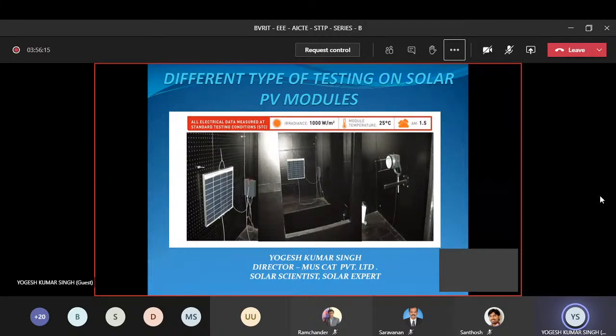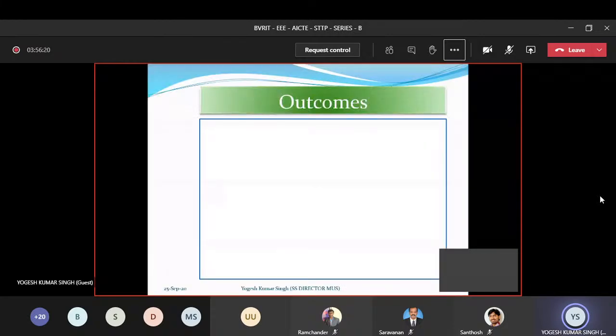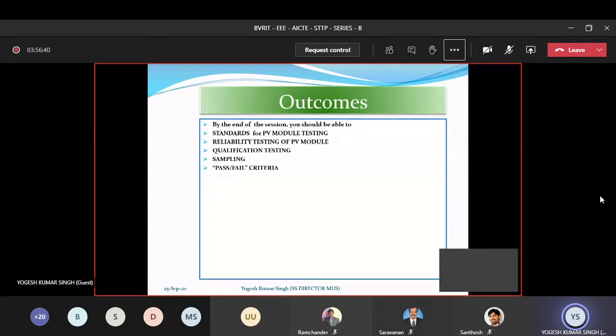So what is the outcome from this session? By the end of the session, we will cover the standards of the PV module. What are the major standards applicable in the PV industry? Then we will discuss the reliability testing of the PV module. Then we will cover qualification testing. What qualification testing is required for any module? Then we will talk about the sampling of the module. Then we will discuss the pass and fail criteria of the module. So what are the major criteria? How do you decide that this module passes or fails?